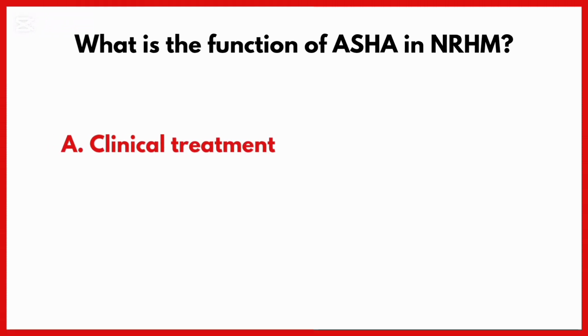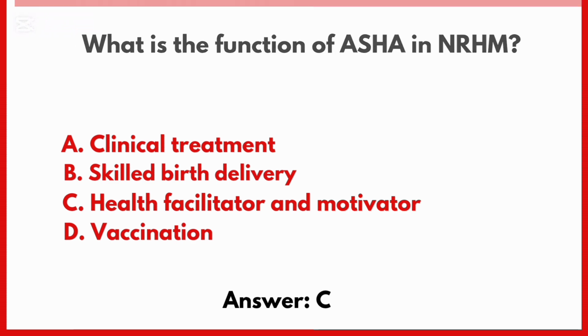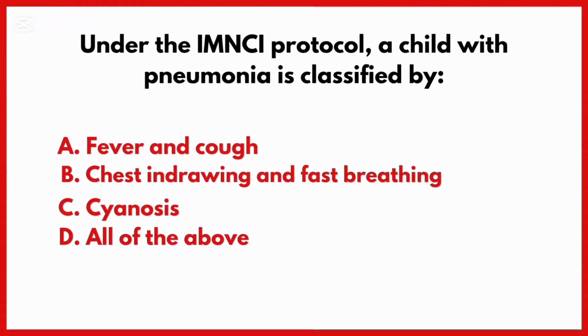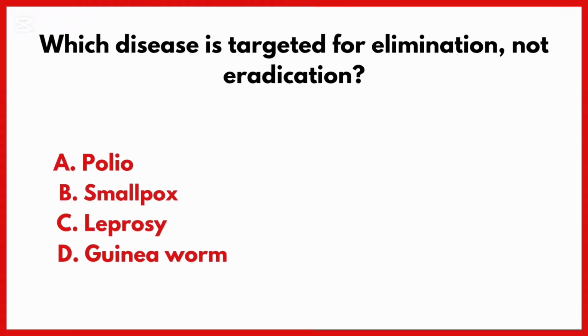What is the function of ASHA in NRHM? Correct answer is option C, health facilitator and motivator. Under the AIIMS protocol, a child with pneumonia is classified by. Correct answer is option B. Which disease is targeted for elimination, not eradication? Correct answer is option C, leprosy.